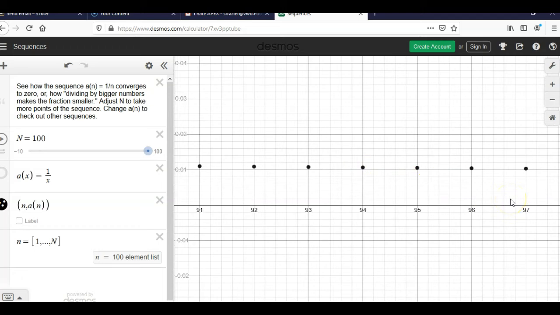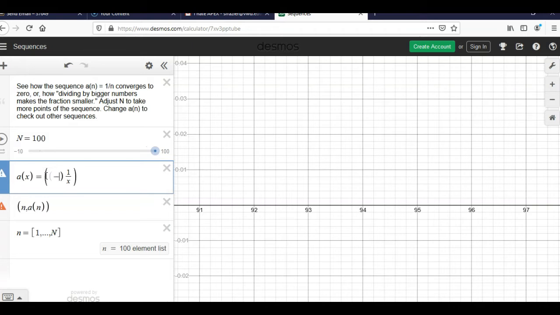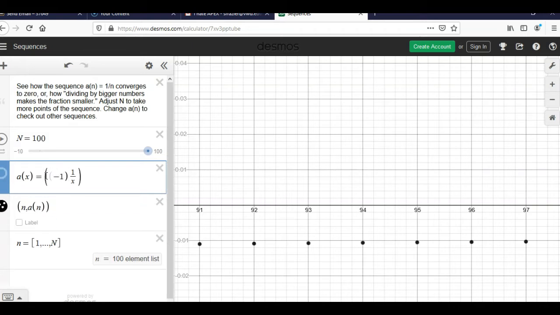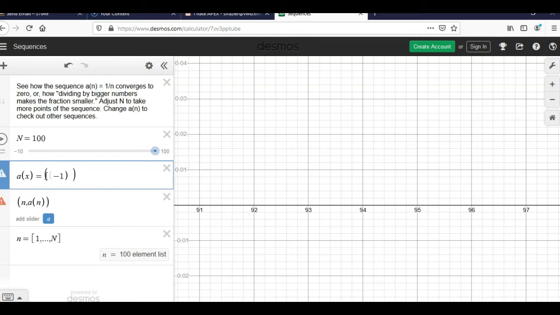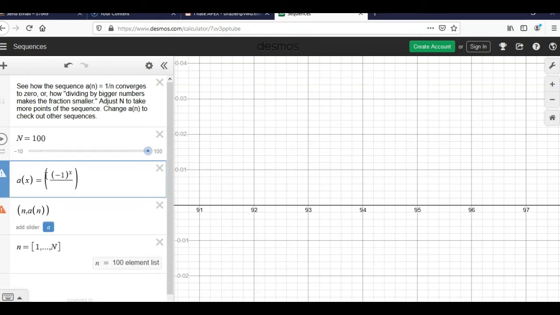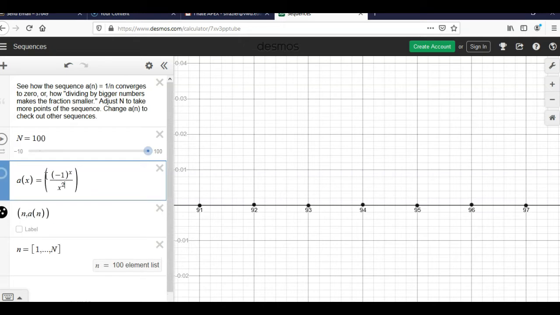So that's the deal with our limit, right? We took the limit of that sequence, and we found that it approached 0. Therefore, we say this sequence converges. Let's look at our other sequence. How about the second one there? Negative 1 to the x over x squared. Okay.